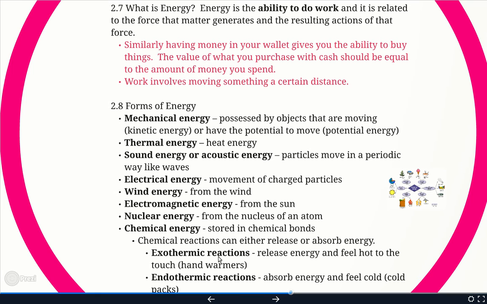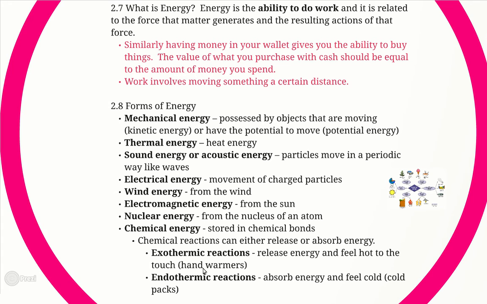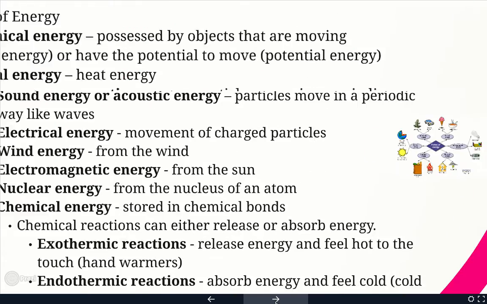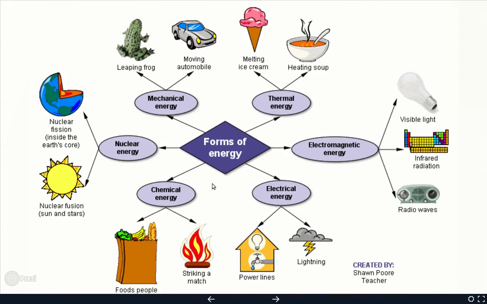And you have two types of chemical energy. Exothermic, when the heat is exiting, leaving it, so it feels hot to you because it's coming out of something, like in hand warmers. And endothermic, where the heat is going in, so it's sucking the heat from other things, and so that makes you feel cold because it's taking the heat from your body. So that's those two slides, and this big old slide here just shows you all the forms of energy.